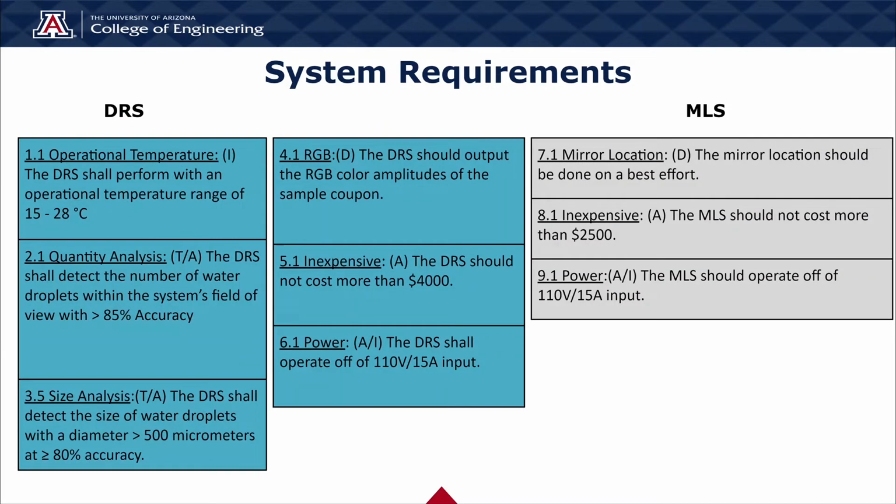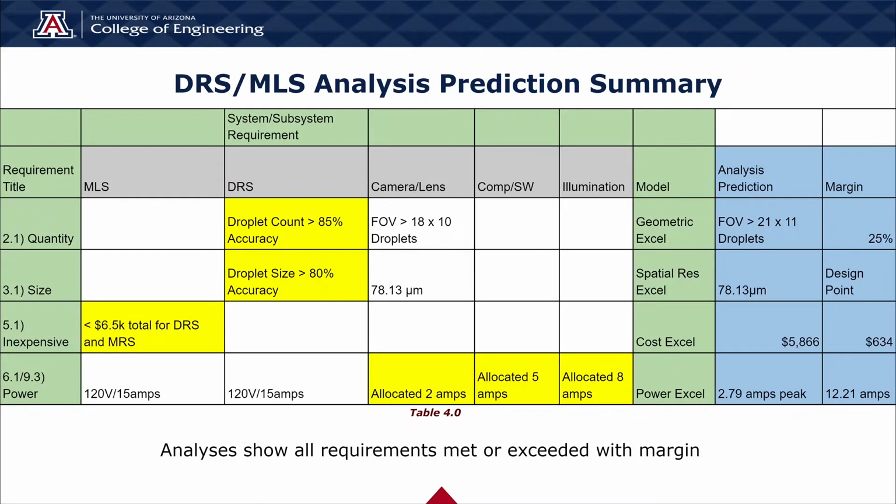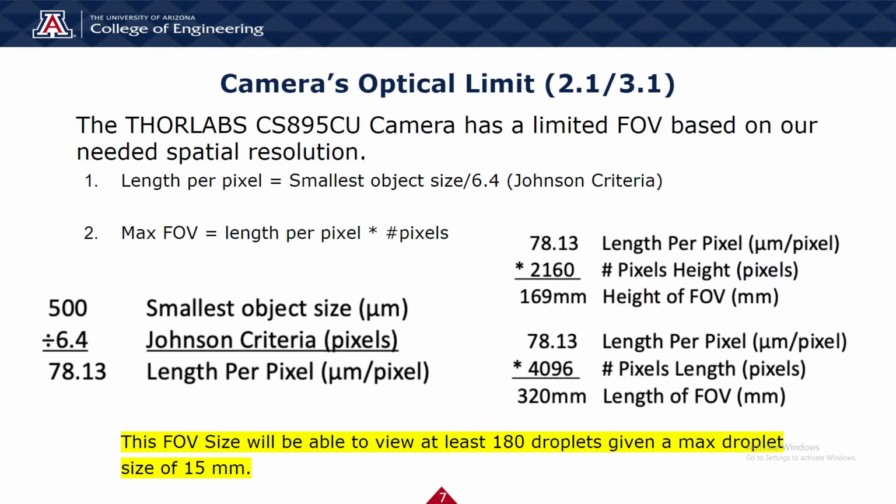Here are the system requirements for both the DRS and the MLS. The most important system requirements in our eyes were the quantity analysis, size analysis, RGB, and the mirror location. Here's our analysis prediction summary. As you can see, all requirements are met or exceeded with margins. For these analysis slides, feel free to pause if you want to look at any details.